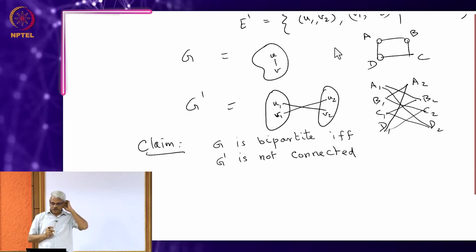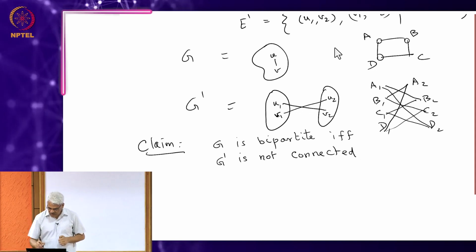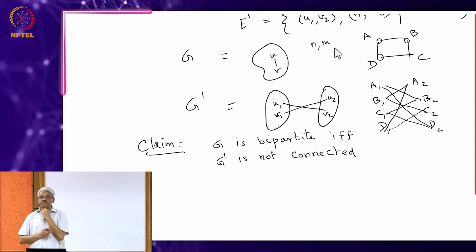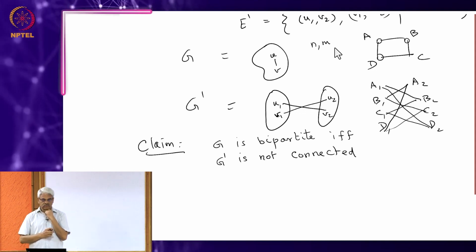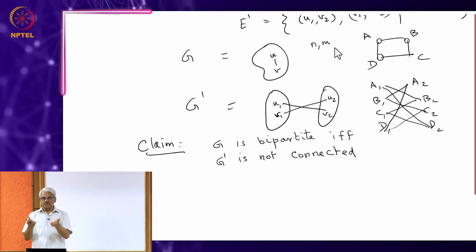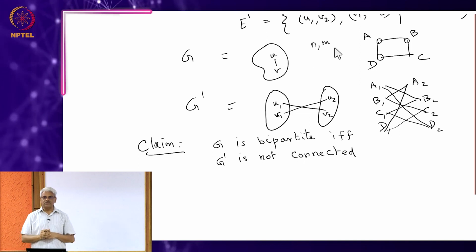Yes, very good question. So, if G has n vertices and m edges, how many vertices are there in G prime? 2n vertices and 2m edges, that is all. So, it just doubles it, asymptotically it is not such a big thing.